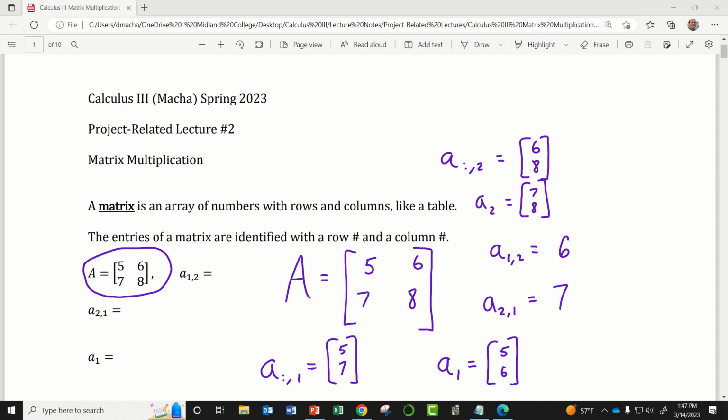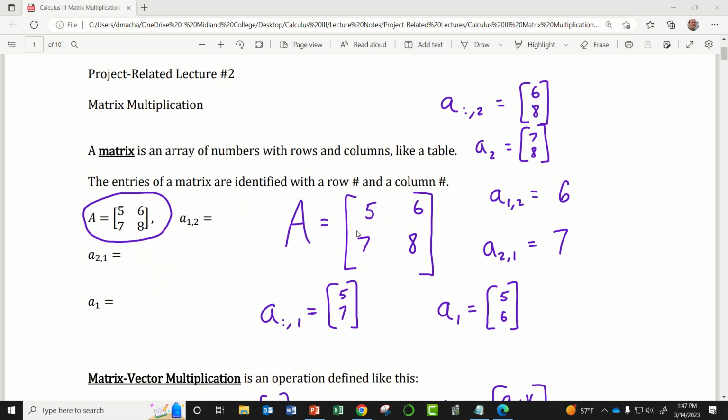Let's begin this video with a quick recap of what we talked about in my last lecture recording. We were talking about matrix multiplication. First of all, a matrix is just an array of numbers that has rows and columns of numbers, so it sort of looks like a table, and this is kind of how we would represent them.